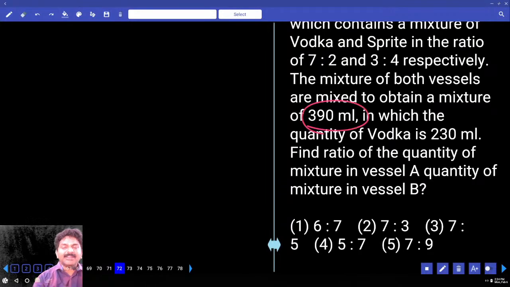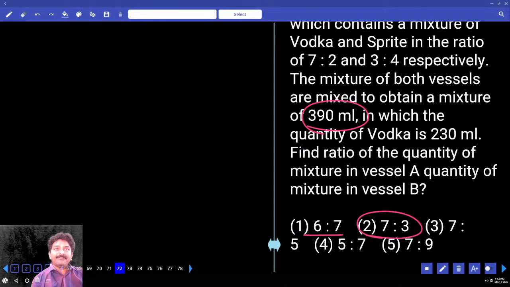What is the total quantity that we have? 390. In 390 we have a quantity from vessel A and then vessel B. And that ratio we were asked to calculate, correct? What is first ratio? 6:7. That means how many parts we have? Can we divide 390 into 13 parts? Possible. What is second option? Can we divide 390 into 10 parts? Possible.